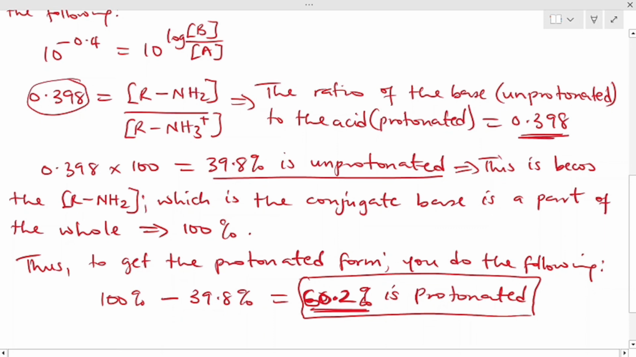So note that in this case, the ratio itself was used. The numerator or the denominator was not solved for as a concentration.